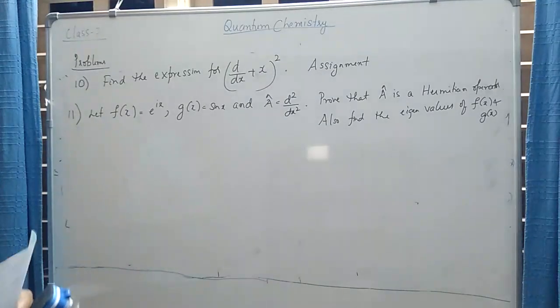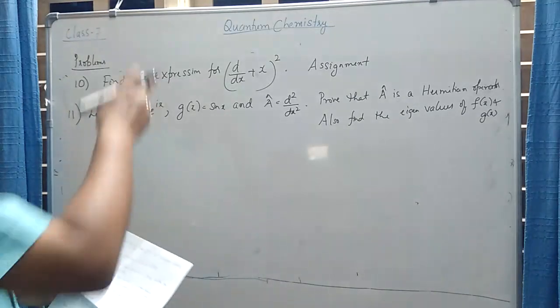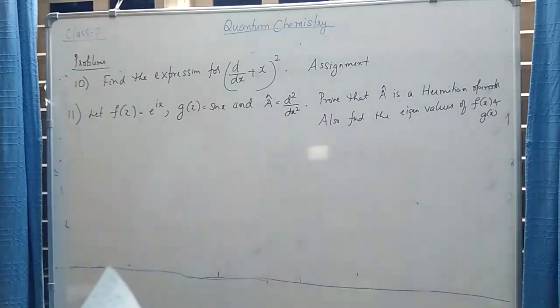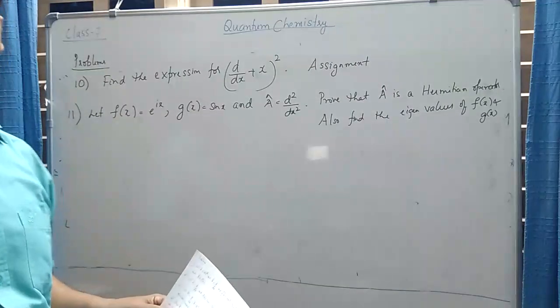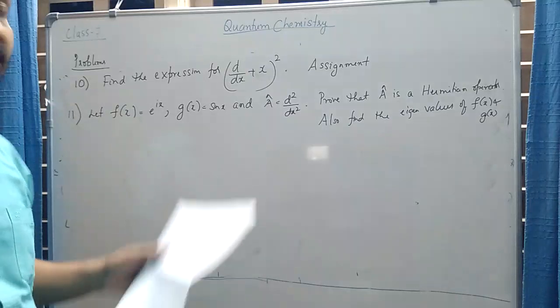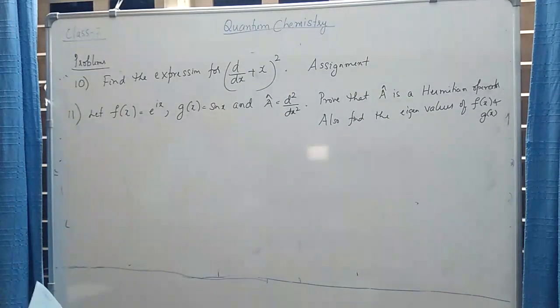So problem 10 is similar to problem 9. You are given an operator d by dx plus x square. You have to find an expression for d by dx plus x square. I leave it as an assignment to you while I conduct the online class. I will ask for the expression. You have to use the procedure that I used for the earlier problem.